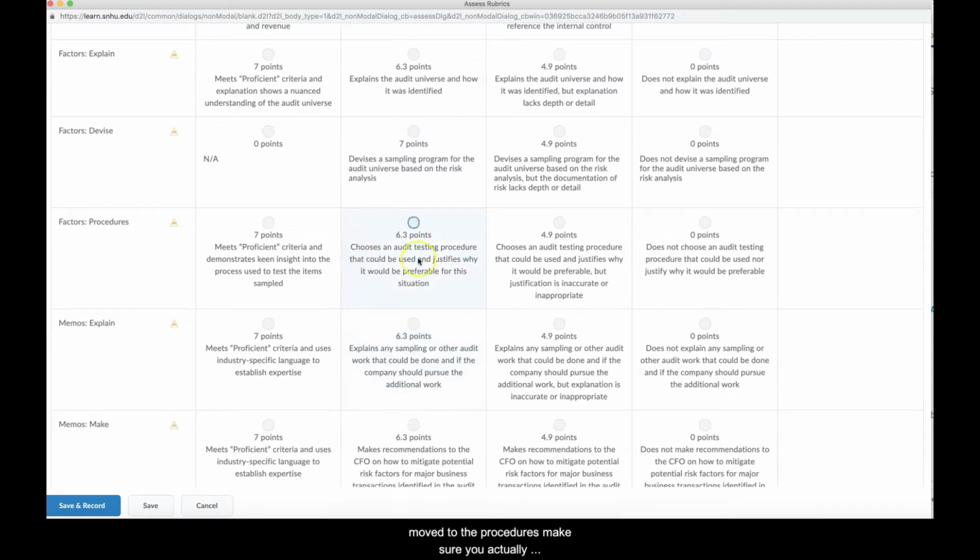As we move to the procedures, make sure you actually provide a procedure that would test for the situation of the item sample. So if you're using monetary unit sampling, make sure you provide that as part of your procedures and your substantive test of account balance or account details.